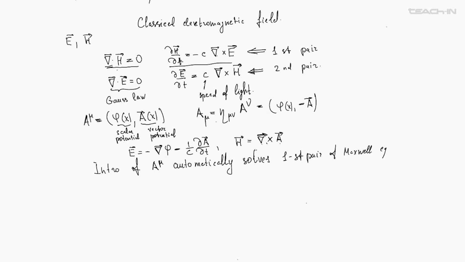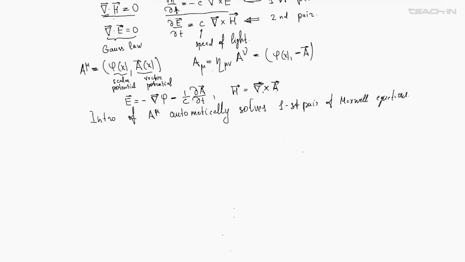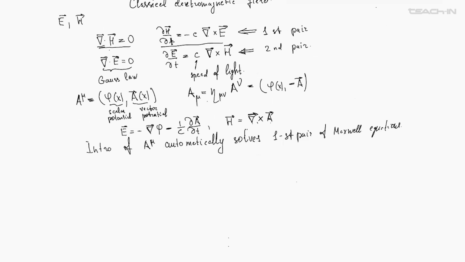So that's why we like the potential. Now, what about the second pair? We can take the expression for E and substitute it into the Gauss law. So Gauss law is divergence of E is equal to 0. So we apply divergence to minus gradient of phi, which is A0, minus 1 over c dA over dt.